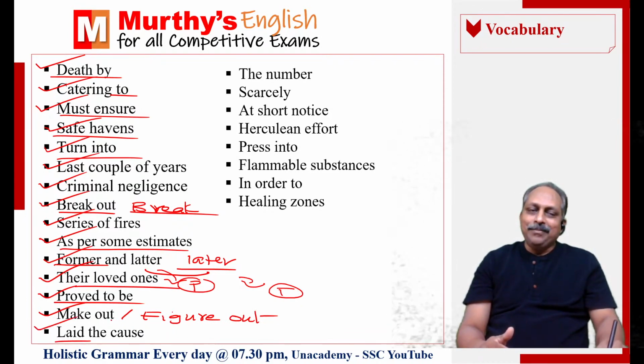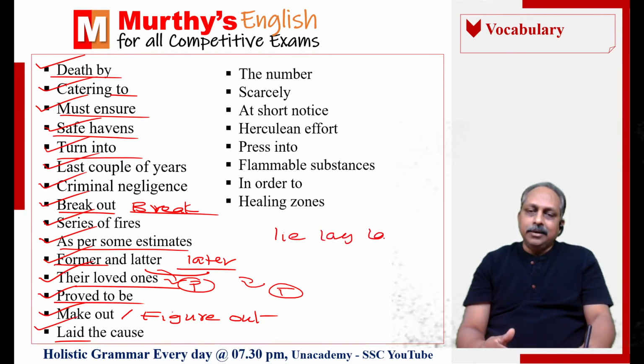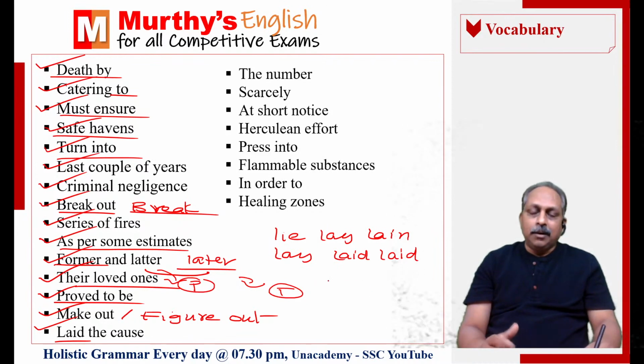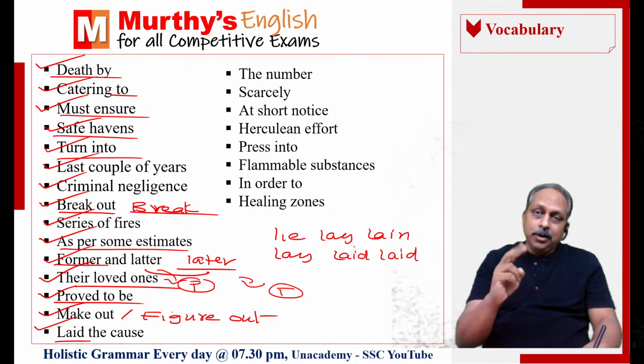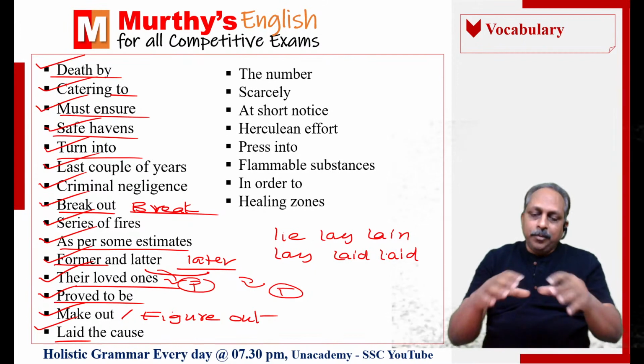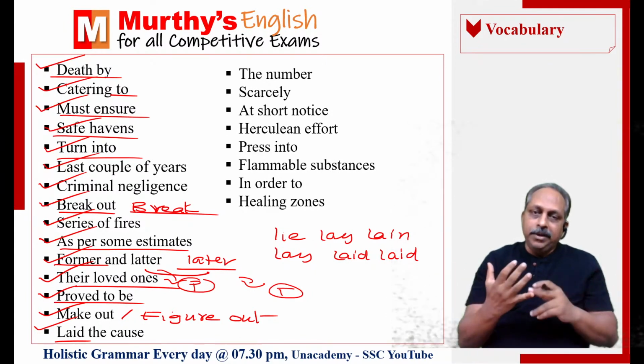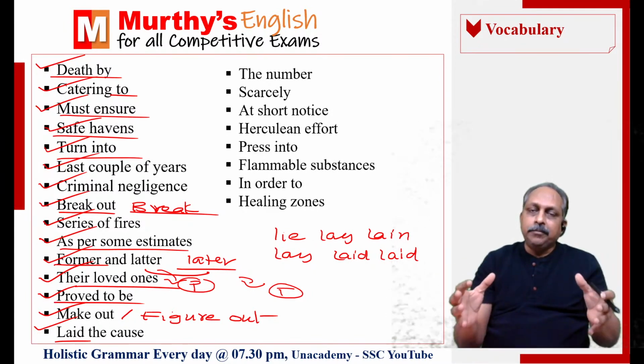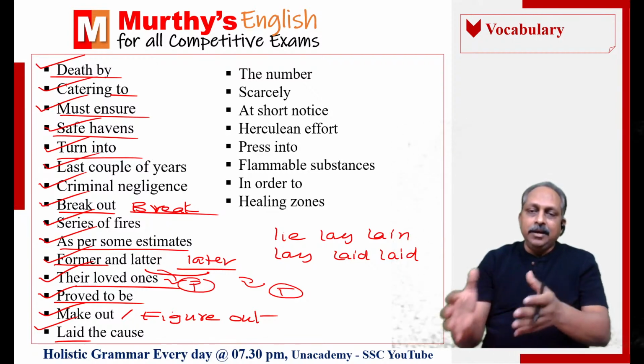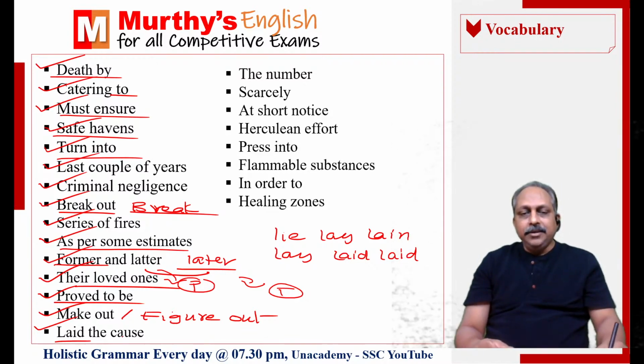Laid the cause. We have got this many a time. Lie is one verb: lie, lay, lain, an irregular form. We have another verb, lay, laid, laid. These are always confusing for many students. You've got to spend a lot of time and make sure you know the difference. Lie has two different meanings: to be in a horizontal position while relaxing, and to be in a particular state for a long time. And lay, laid, laid means to put something down. So "laid the cause" means they have pointed out this is a cause.